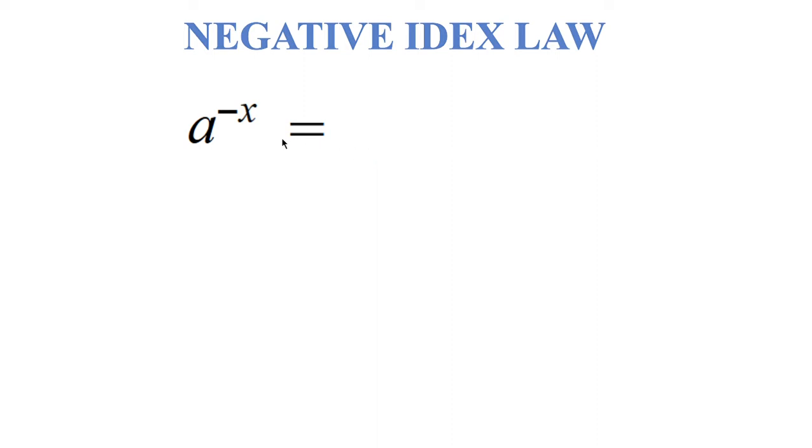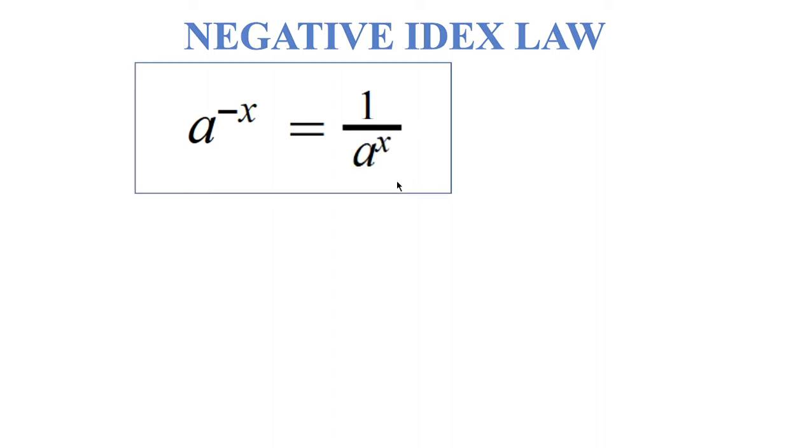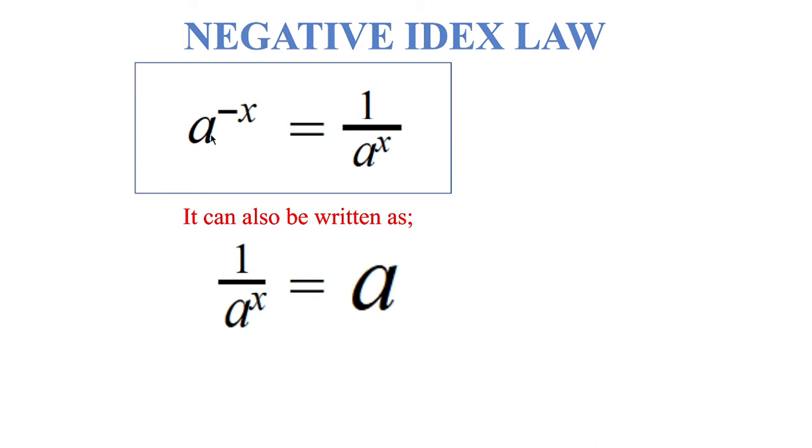Alright? So I come again. The first thing we do here is to eliminate this negative sign. A to the power negative x is same as saying 1 over A to the positive x. Alright, so this is the negative index law. This can also be written as this. If I have 1 over A to the x, it can be written as A to the negative x. So these and these are the same.